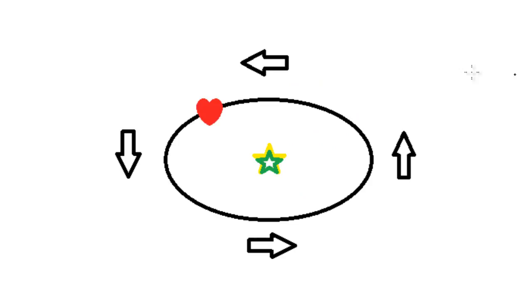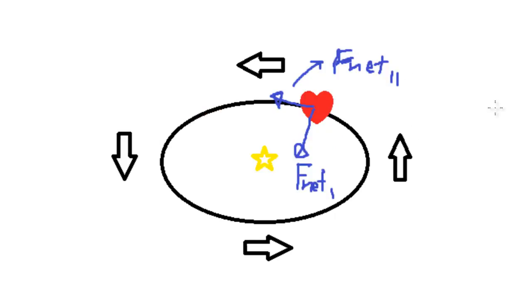Let's start with this one. So basically, this is the star, and this is the black hole. We're going to split the force up into two components: the F-net parallel and the F-net perpendicular vector. Let me draw this in a little better. By the way, they're called parallel and perpendicular because the parallel is parallel to the momentum vector, and the perpendicular is perpendicular to the momentum vector.